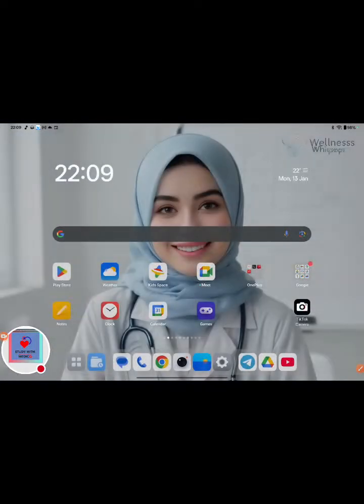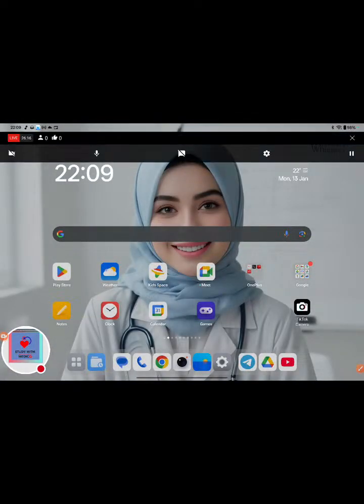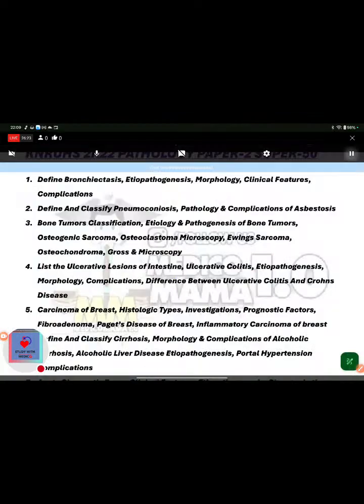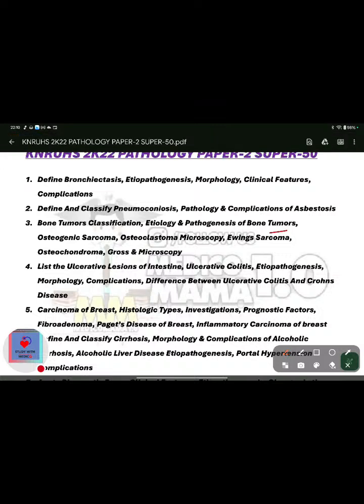Okay, now let's talk about another topic, that is bone tumors: classification, etiology, pathogenesis of bone tumors, osteogenic sarcoma, osteoclastoma, microscopy, Ewing sarcoma, osteochondroma, and gross microscopy.